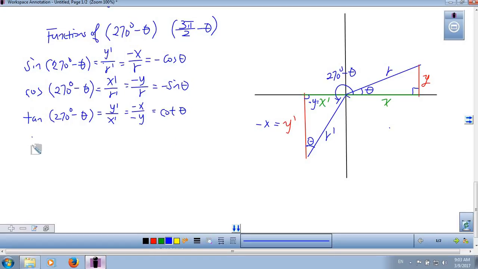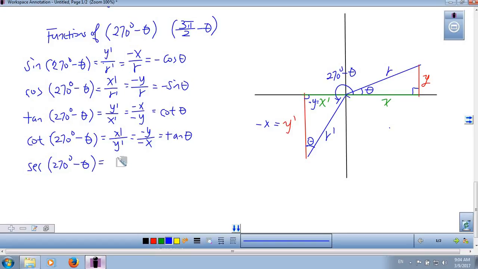The cofunction doesn't really change. Their relationship is always related to the cofunction, but the sign changes depending on the quadrant we're in. So this becomes negative y over negative x, so it becomes positive tangent theta. And same thing for secant here. Secant is related to cosecant, so it's r prime over x prime, so it's r over negative y, so it's negative cosecant.